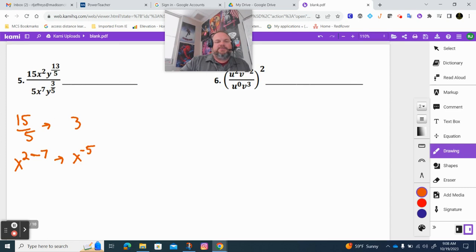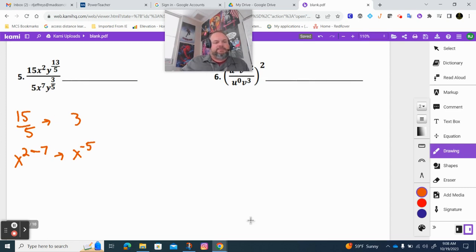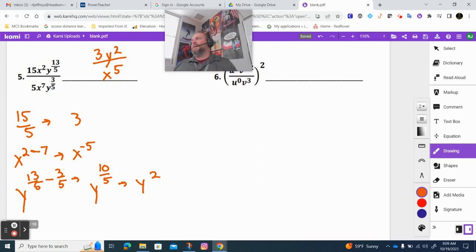Oh my gosh, there's fractions. This is 13 over 5 minus 3 over 5, which becomes 10 over 5. Can we reduce 10 over 5? And all we have to do is move this x to negative 5 in the bottom. Bam!